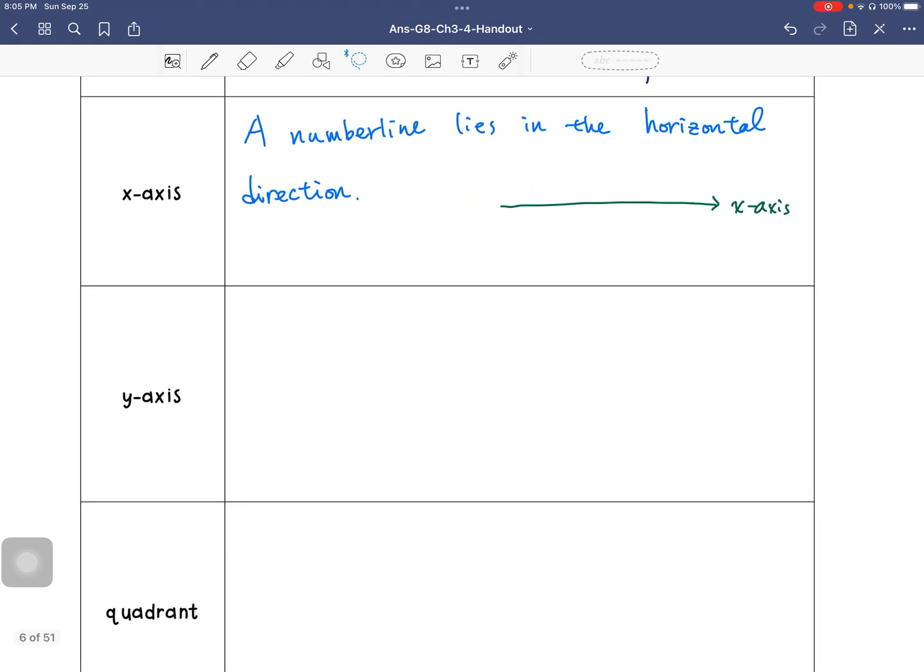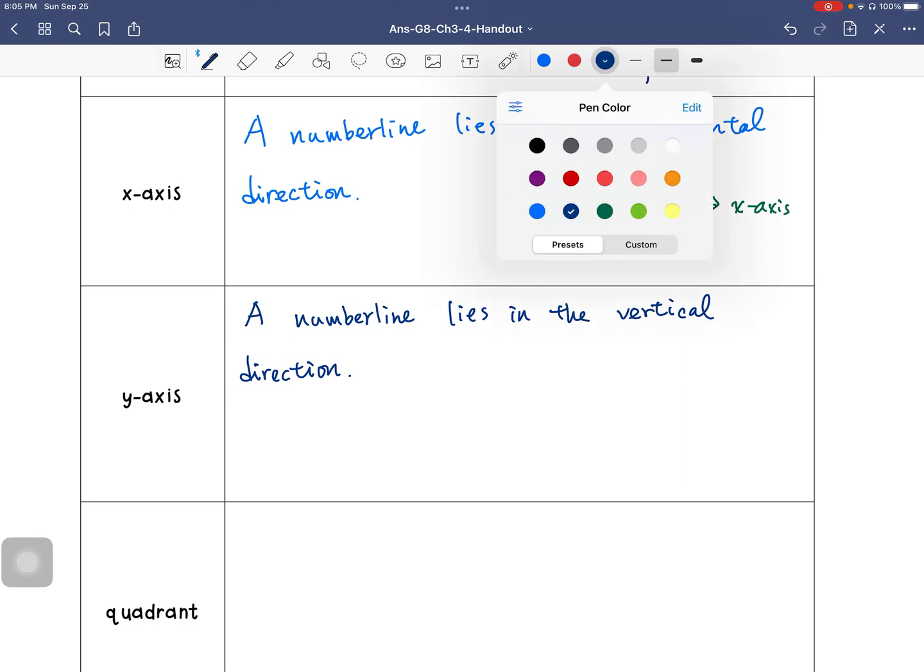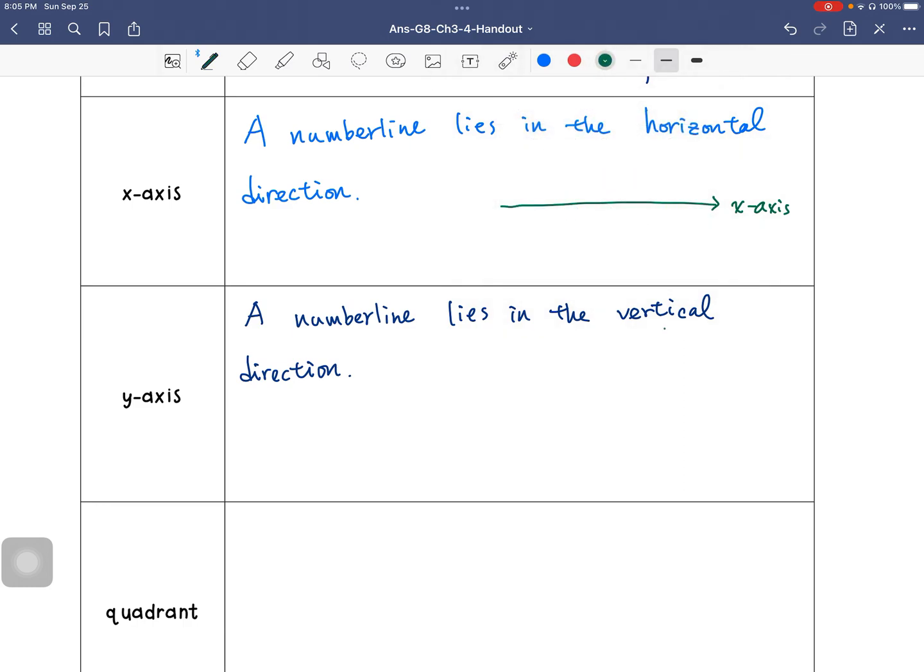So what is the y-axis? The y-axis is a number line that lies in the vertical direction. So here, this is the number line. This is called the y-axis. So the y-axis is the number line that lies in the vertical direction.